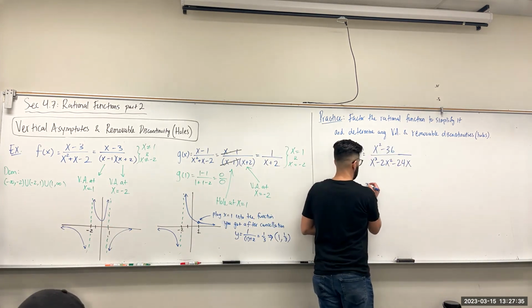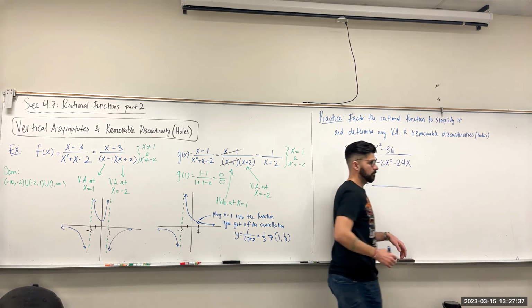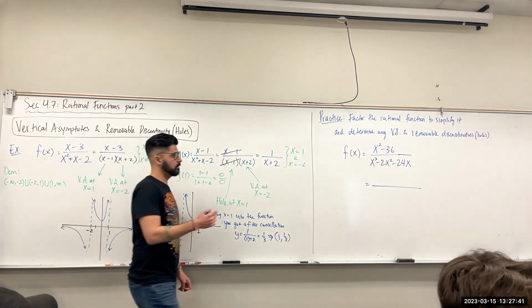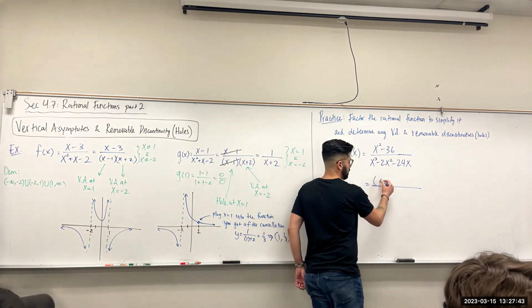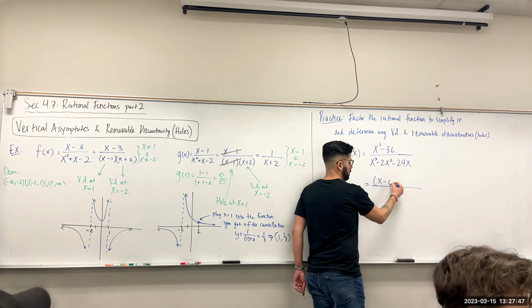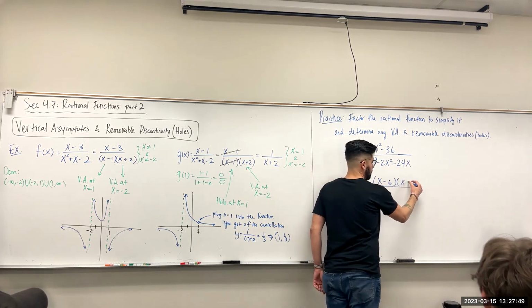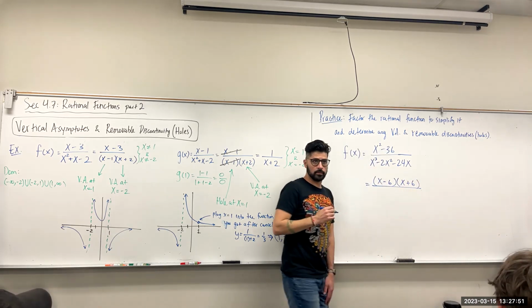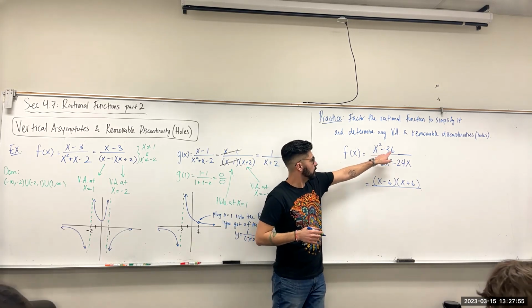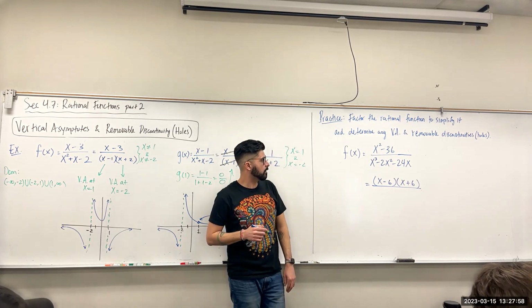Okay. All right, guys, what did the top factor into? It's the difference of squares: x minus 6, x plus 6. Difference of squares factoring up here. 36 is a perfect square, it's 6 squared.